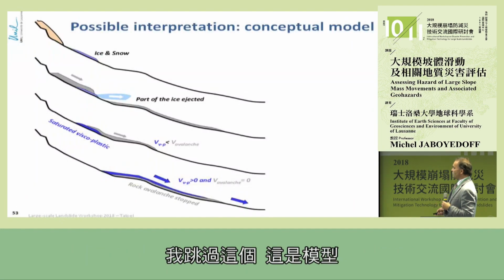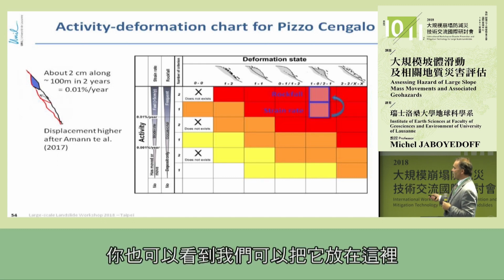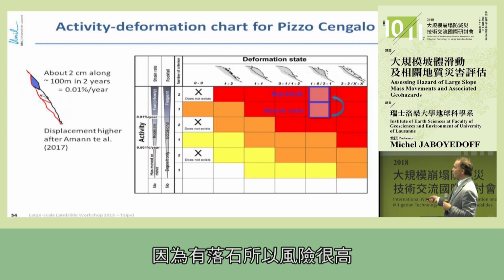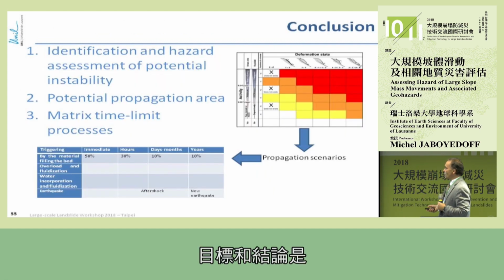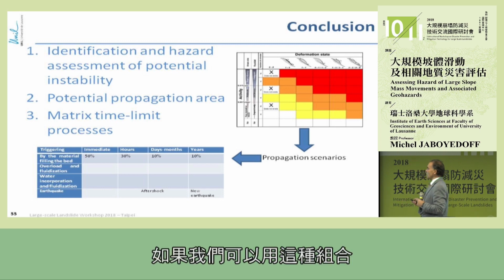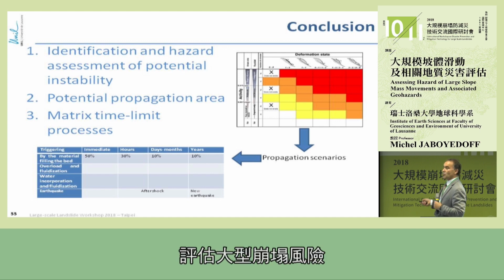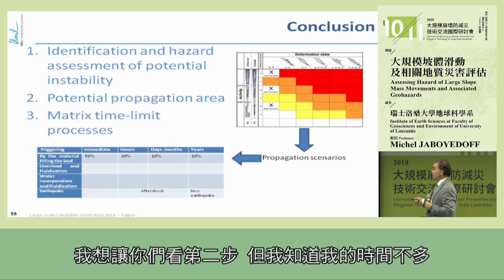I skip this. This was the model. And you can see also that you can put it here, and because of the rockfall, you were in a high hazard. And the conclusion is that we can use such a scheme to assess the hazard of large landslides, and then there is the second step I wanted to show you, but I knew that I did not have much time.